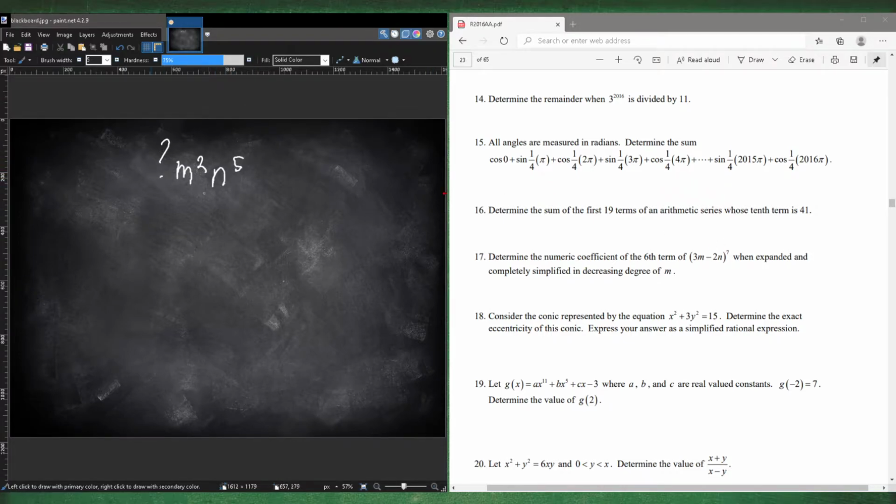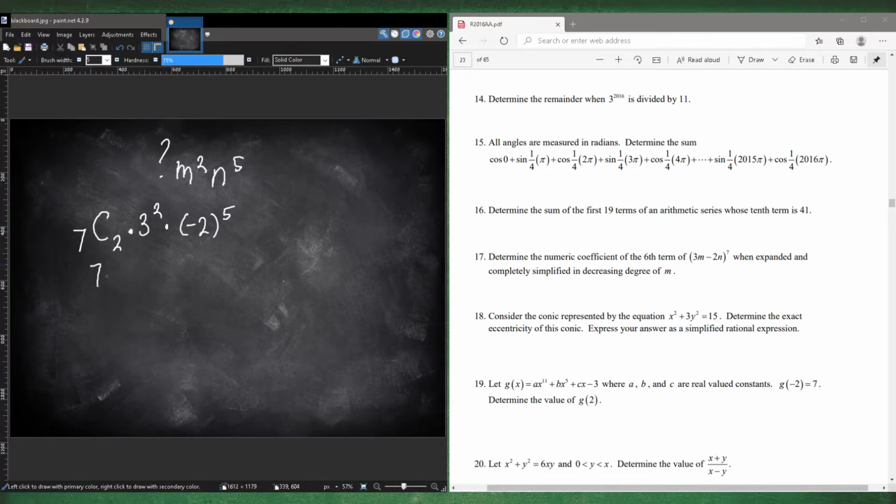So we need to find the coefficient of this term. All you have to do is take the degree measure, which is 7, and do a combination, choosing one of these numbers. It doesn't matter, so I'm just going to choose 2. Multiply by 3 to the power of 2, and then multiply by the coefficient of n, which is negative 2, to the power of 5. And then basically just do some math.